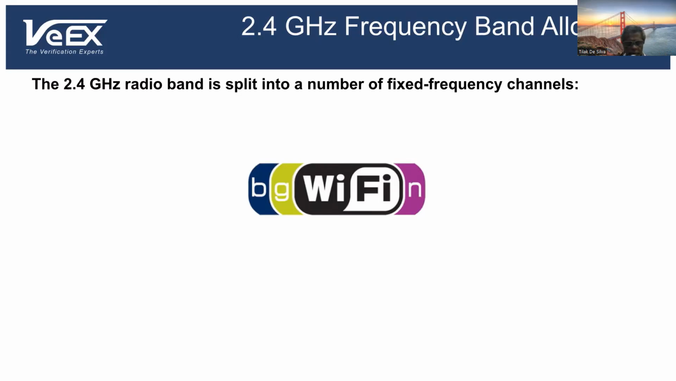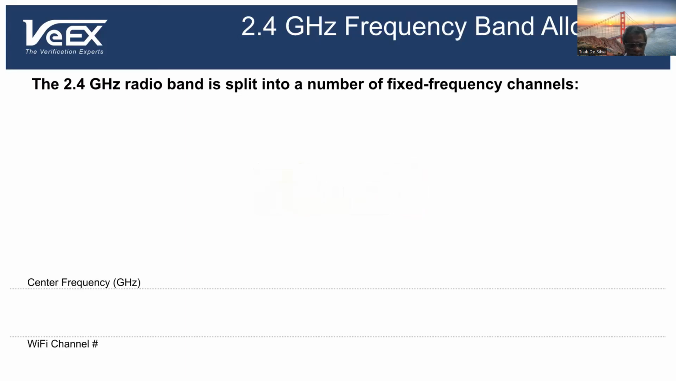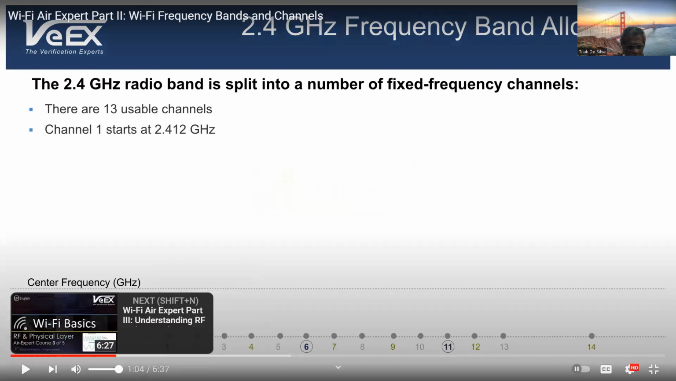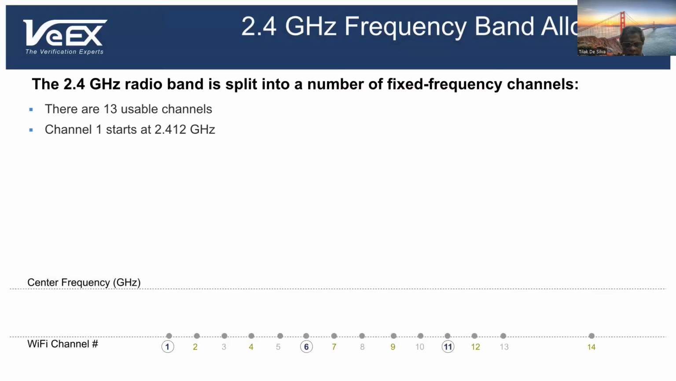The 2.4 GHz band is divided into 14 channels spaced 5 MHz apart, beginning with channel 1 centered on 2.412 GHz. So the space between two channels is 5 MHz. Since it's easier to remember channel numbers than center frequencies, people use channel numbers from 1 to 14 to describe which channel their device is using.